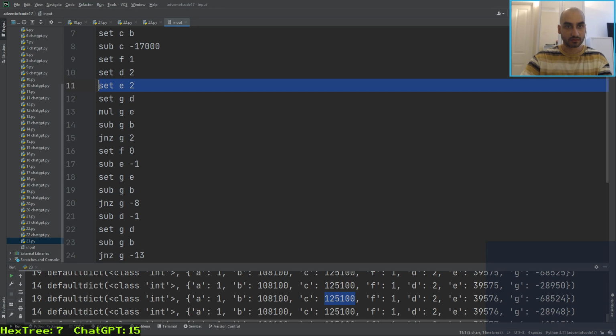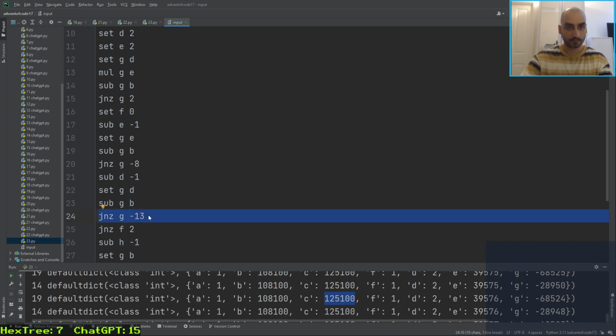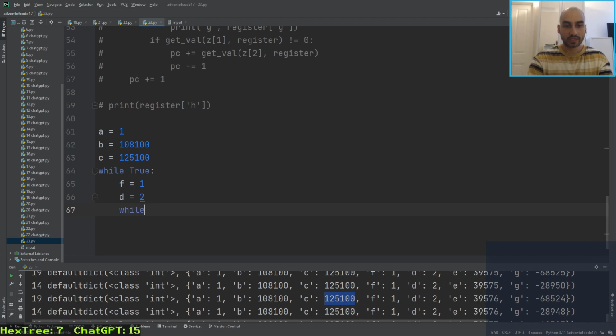And now from line 11, we've got a while loop. Okay, so we're done with this while loop here. While G is not 0, in other words, while D is not equal to B, while D is not equal to B.